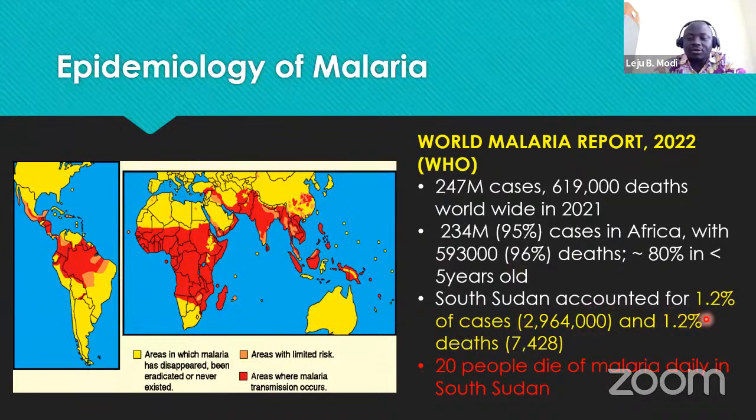South Sudan per se, according to WHO, accounted for 1.2% of these cases, and also another 1.2% of the death cases. They concluded by saying in South Sudan, at least 20 people die of malaria every day. So today, Saturday, by the end of today, about 20 people should have died of malaria across the country. You can do the math to know by the end of the year how many would have really died.